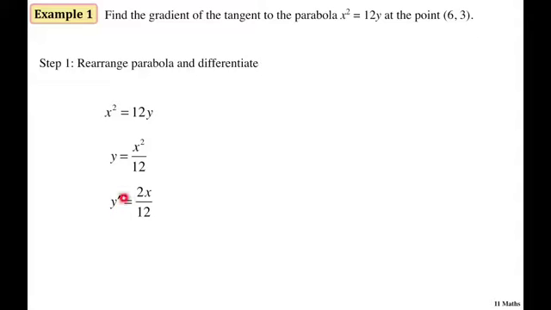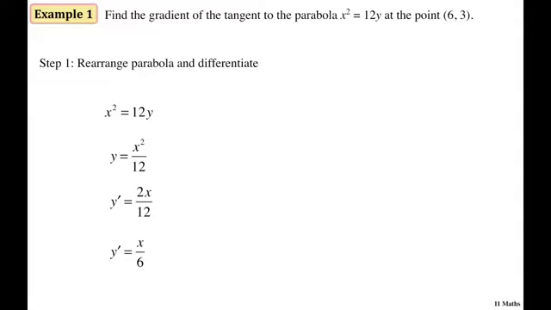Notice that we've got that little dash above the y. That's y prime. It's telling us it's the derivative. 2 over 12: 2 goes into 2, 2 goes into 12, so that will cancel down to x over 6. So the derivative is x over 6. All we need to know now is the x value to plug into our derivative to find out what the gradient is at that x value.